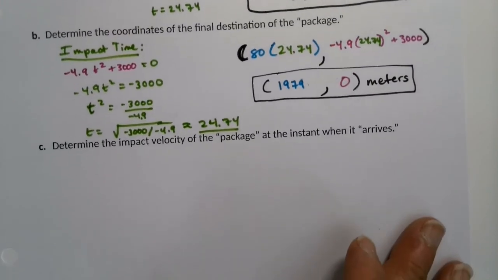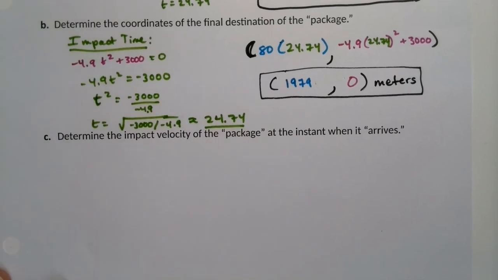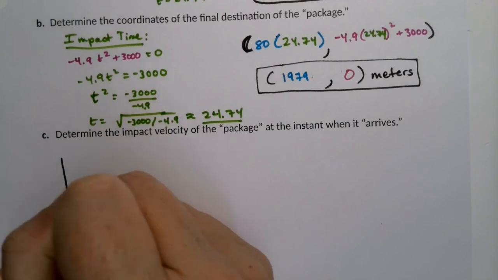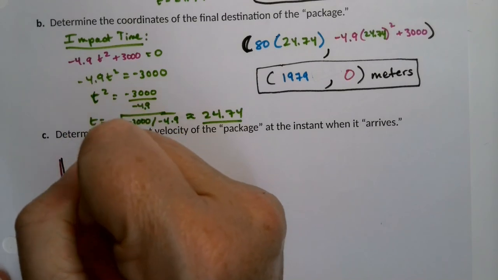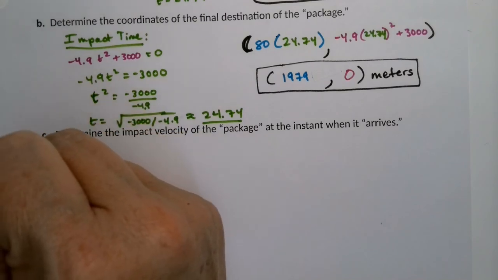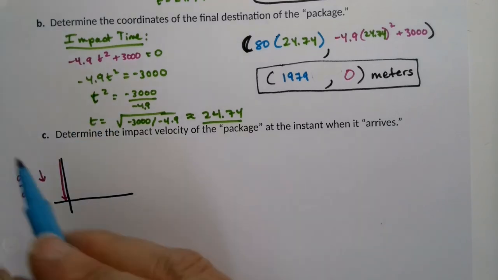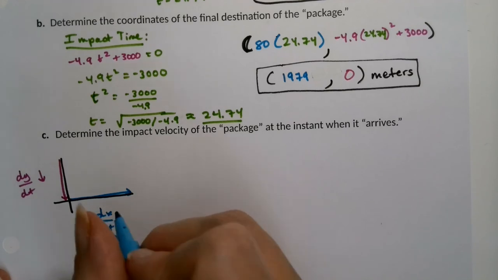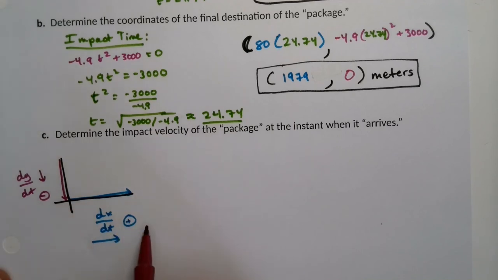Now let's determine the impact velocity, all right? Impact velocity is not as easy as you might think. It's a little bit tricky. So let's think about this just a little bit. When it's coming in, it's moving downward, right? So we have a dy/dt that's negative, it's going down. And then we have a dx/dt, it's moving to the right. So that'll be positive, and this will be negative. Moving downward is negative, moving to the right is positive.